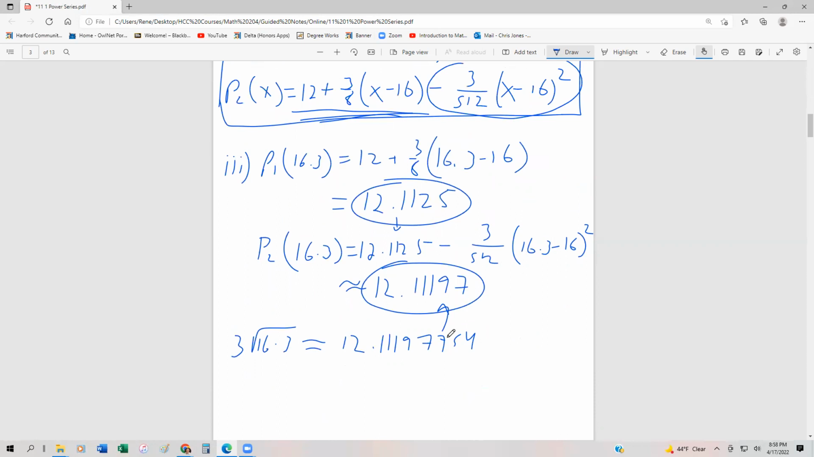And this is a power series of order 2. So in the next video, we're going to take a look at one more of these, and then we're going to take a look later at how we get higher degree polynomials.